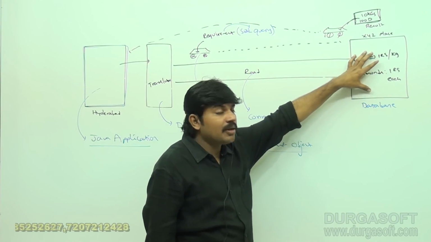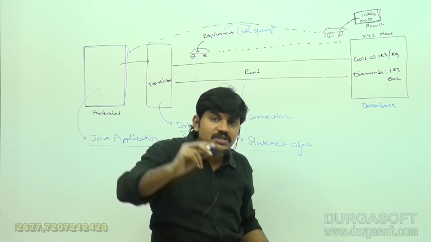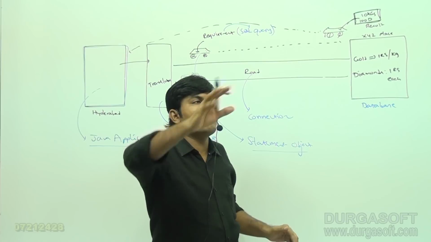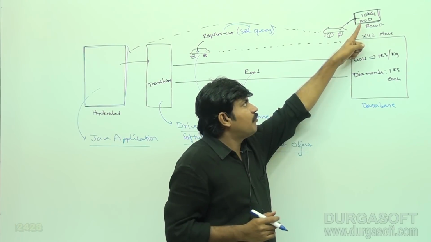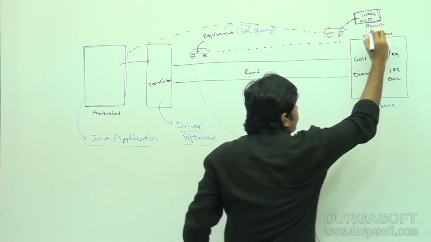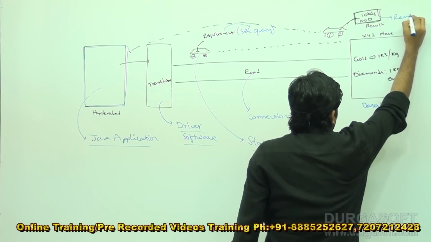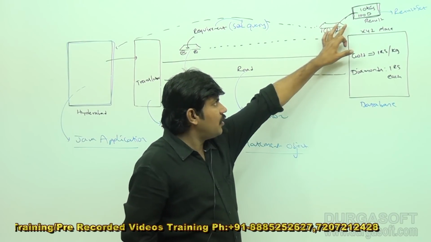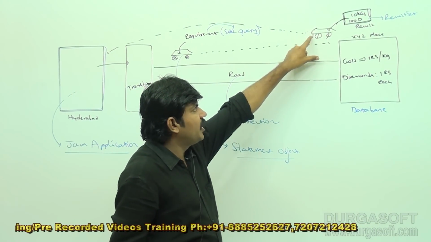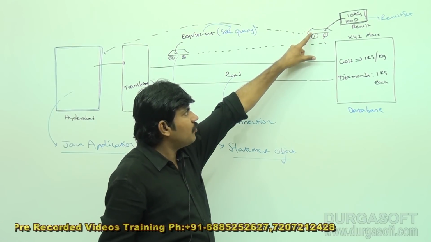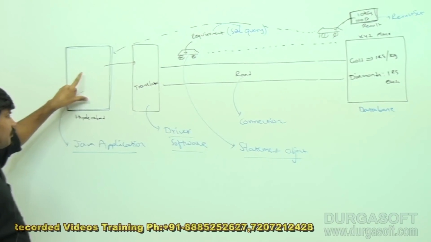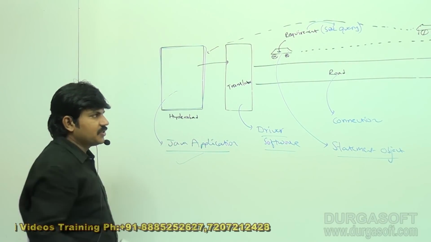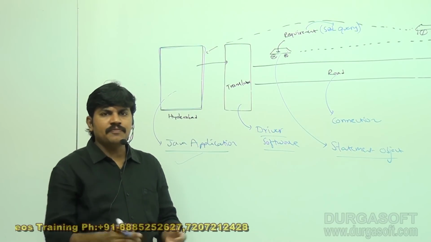Now the database engine will execute this SQL query and provide the required result inside a box. That box is nothing but the result set. Now that result set is placed inside the statement. Now this vehicle can come back to the Java application, and that result is available to the Java application, right? That's all, sir.